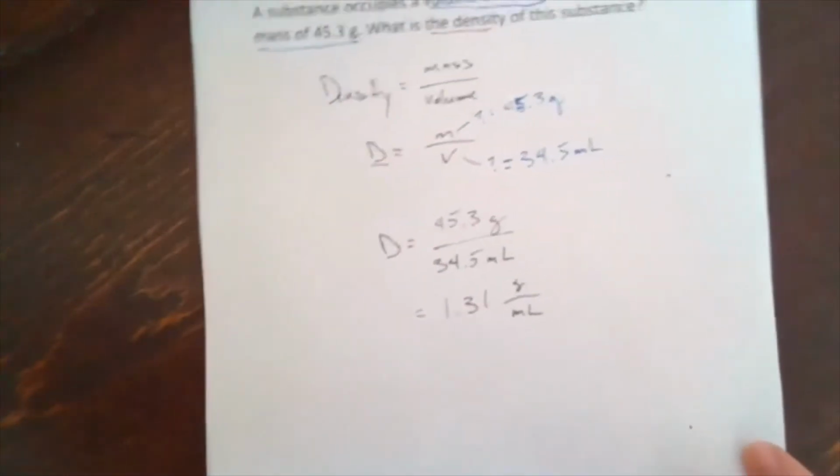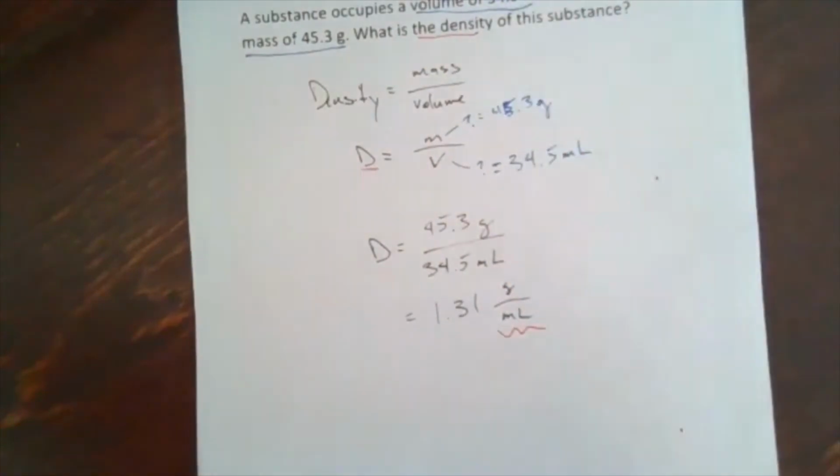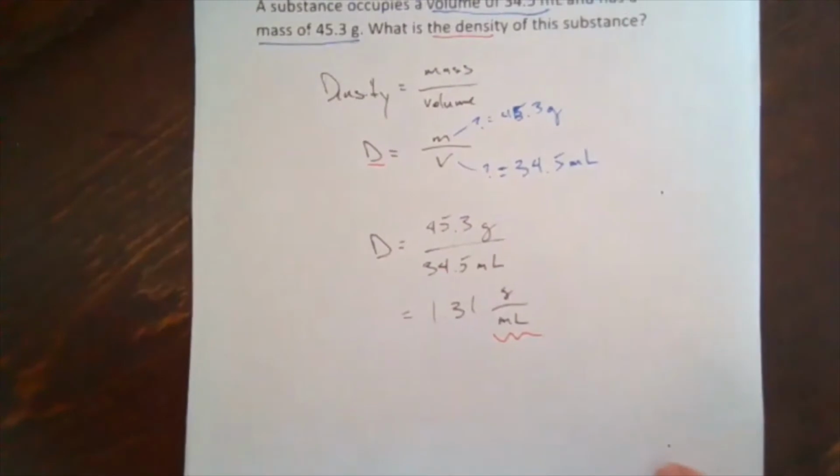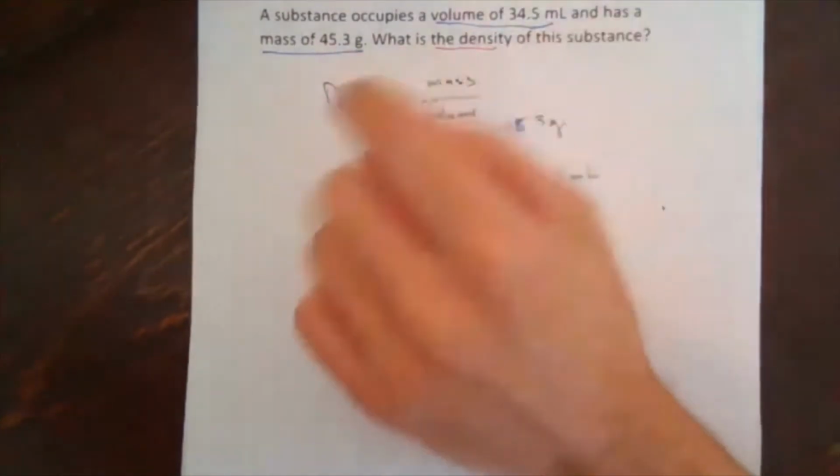Those do not cancel each other out. Those are entirely different types of units. We do not expect them to cancel each other out. And that's okay. This just is a compound unit. This is the standard unit for density. So when you're asked what the density is, you would just say 1.31 grams per milliliter. There is no conversion, there is no cancellation, no definition. That is your density.